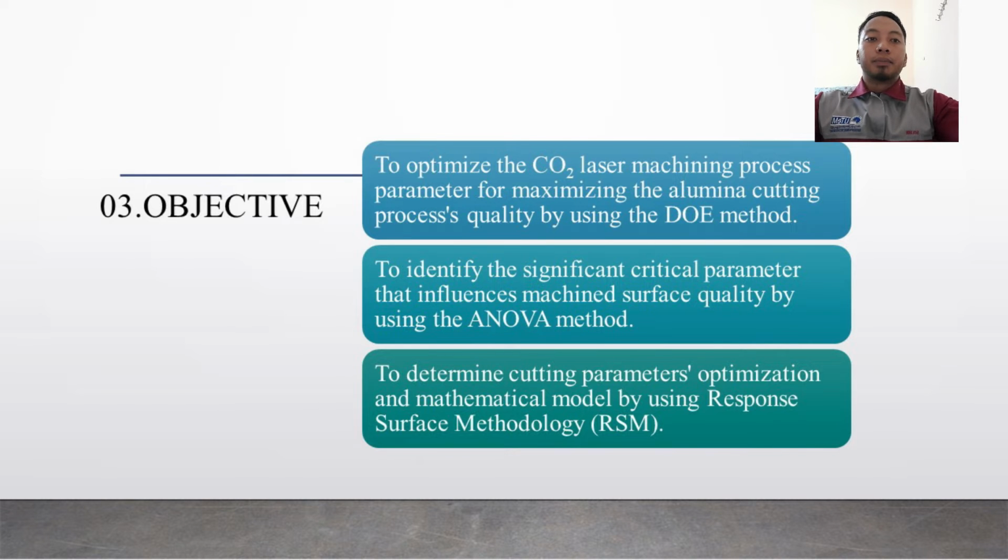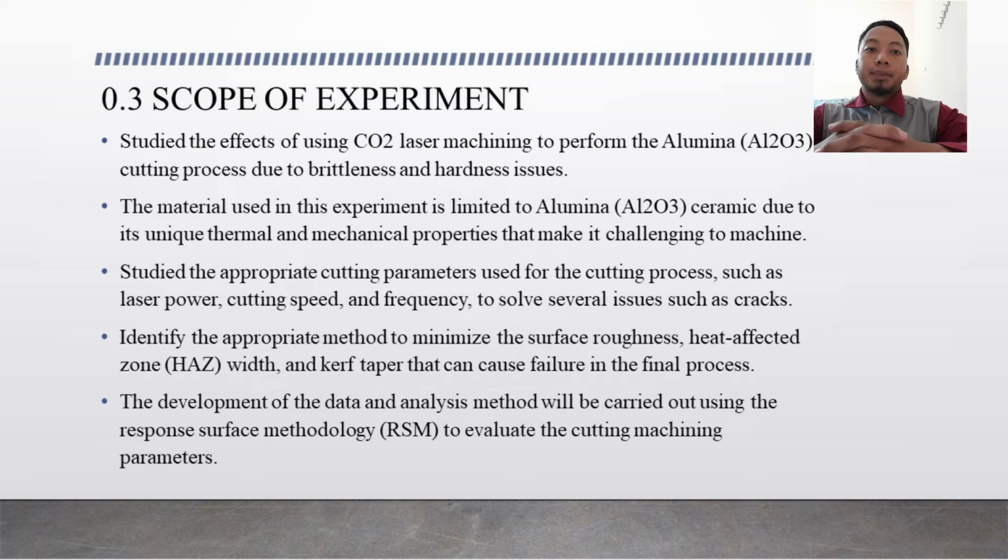And last of my objective is to determine the cutting parameter optimization and mathematical model by using response surface methodology or RSM. This is scope of experiment. Study the effect of using CO2 laser machining to perform the alumina cutting process due to brittle and hardness issue. The material used in this experiment is limited to alumina ceramic due to its unique thermal and mechanical properties that make it challenging to machine.